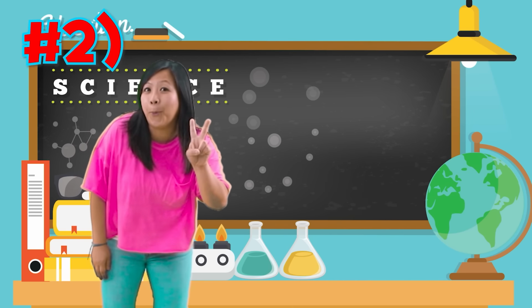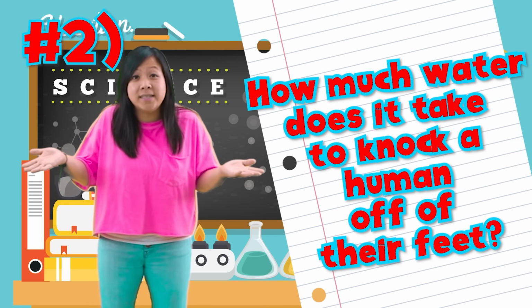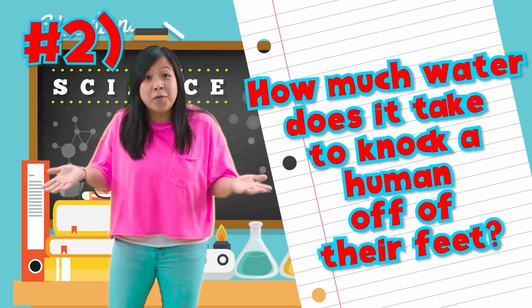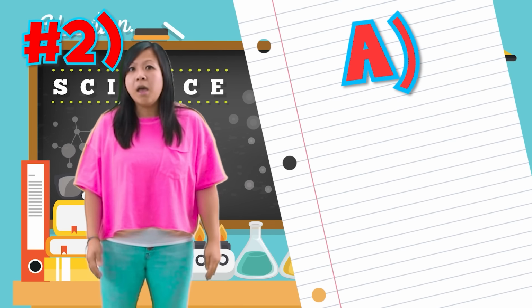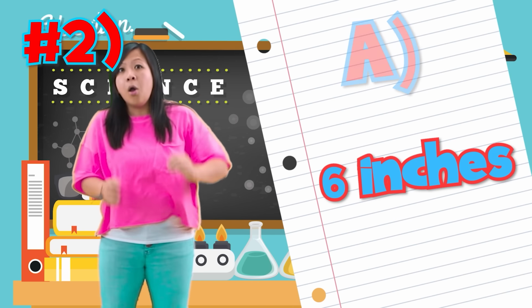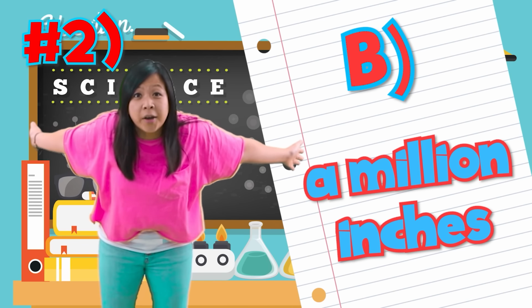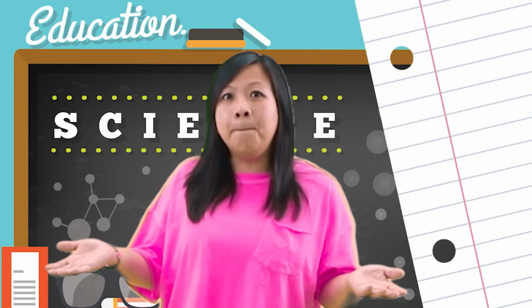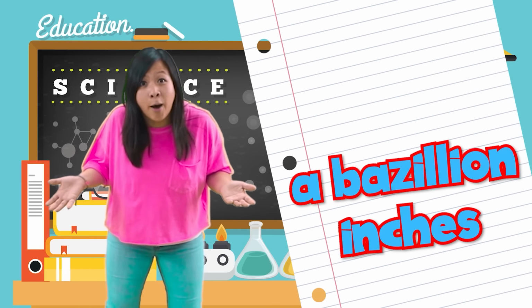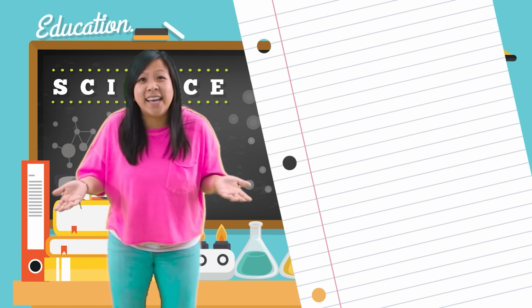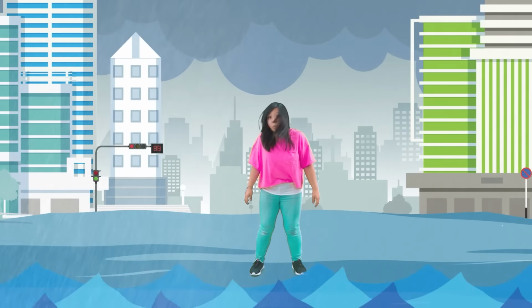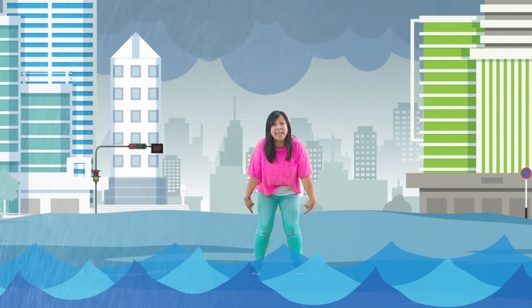Question number two. How much water does it take to knock a human off their feet? Is it A, 6 inches of water? Or is it B, 1 million inches of water? Or is it C, a bazillion inches of water? Did you guys guess it? The answer is A. All you need is 6 inches of water to knock a human off their feet. Oh no, the water's rising, not even to my knee.